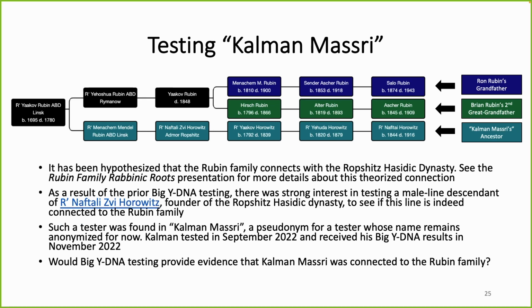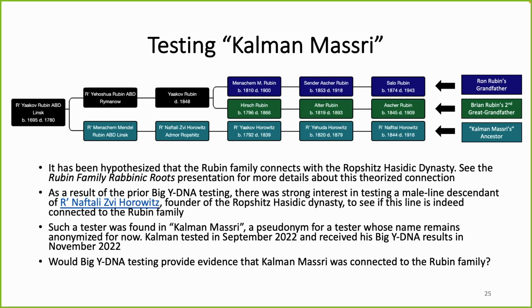And so we finally found this tester, Kalman Masri. He agreed to get tested. He was tested in September, and he received his big Y-DNA results just a week or two ago. So the big question is, would big Y-DNA testing provide evidence that Kalman Masri was connected to our Rubin family? And by doing so, it would prove a lot of things. First of all, if it was true, it would prove that we are cousins with the Ropshitz Hasidic line. It would provide scientific proof. But it would also prove that that grave that started this whole research in Korchin in 1848 is actually our ancestors' grave. So there was a lot riding on it.